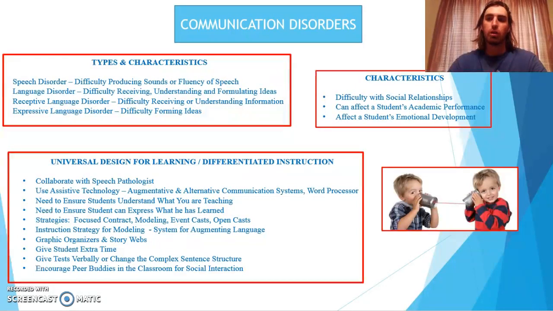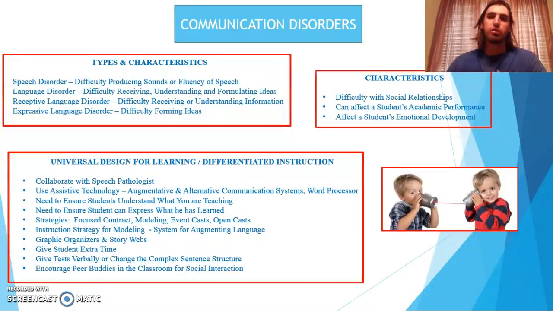One form of technology that can be used is augmentative and alternative communication system. Language strategies that may be used include focus contrast, modeling, event casts, and open casts. One instructional strategy for modeling how to use augmentative and alternative communication is a system for augmenting language. Elementary and middle school students would benefit from this use of graphic organizers which assist students to comprehend and write more effectively.